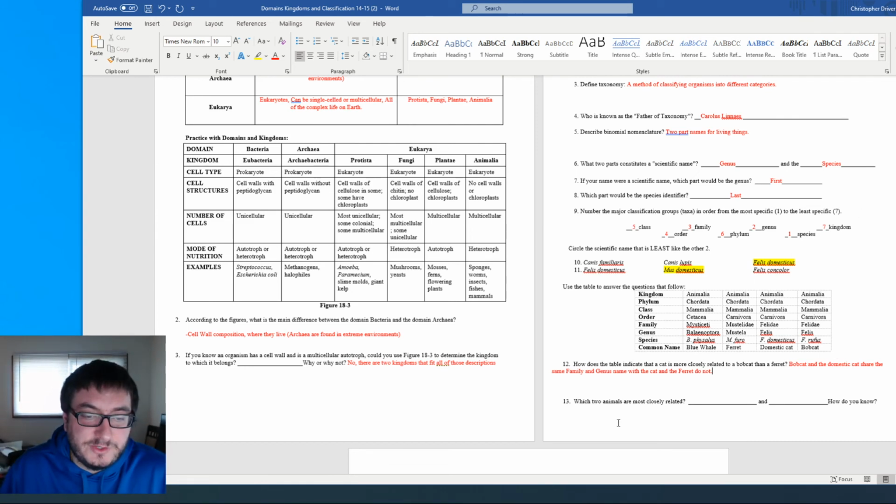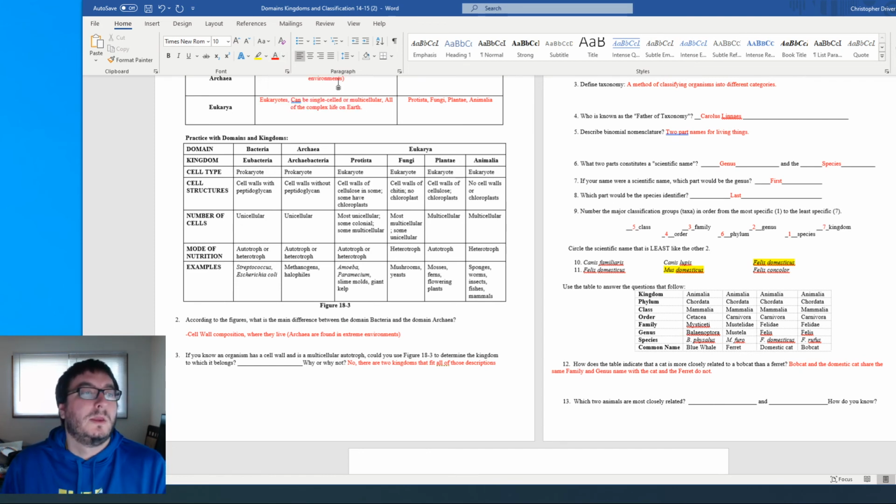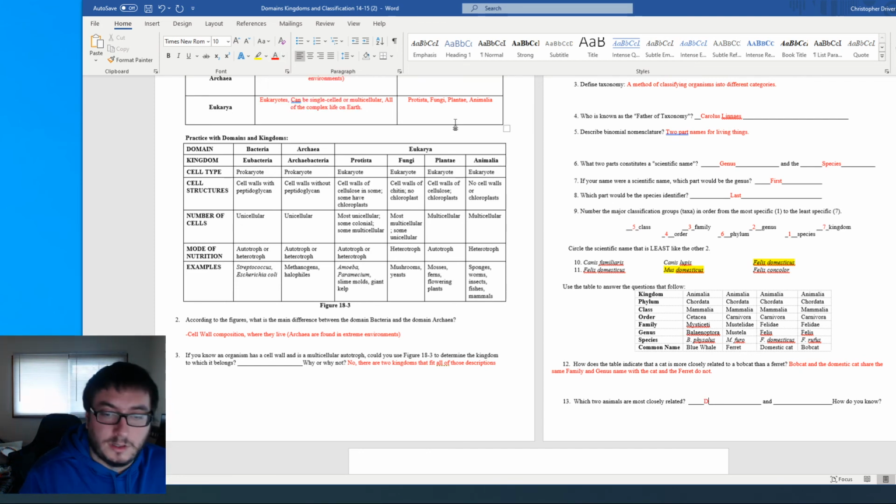Number 13 says, which two animals are most closely related? And so blank and blank, and how do you know? Well, it kind of just told us. The domestic cat and the bobcat are the most closely related because, well, they share all the way down to their genus name. They're basically just different on a specific species level. So I'm going to say the cat and the bobcat.